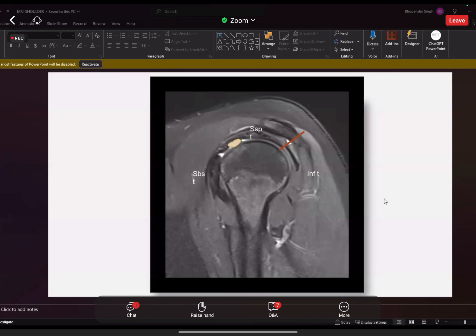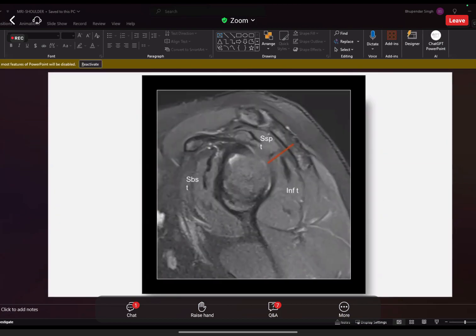One of the participants has asked to explain again the Hill-Sachs index and the Hill-Sachs defect. Again, this will take so much time. Should I describe? Okay, we can skip this question.